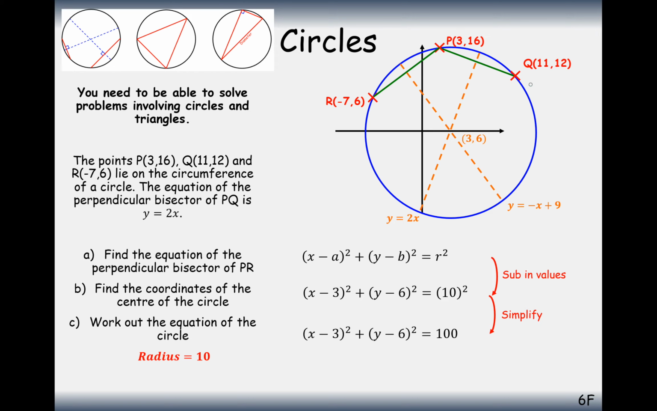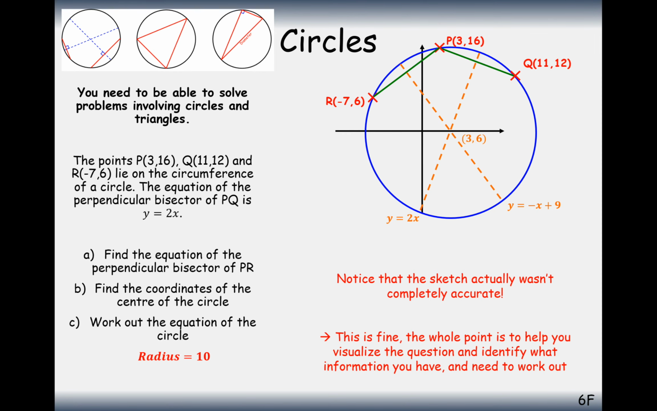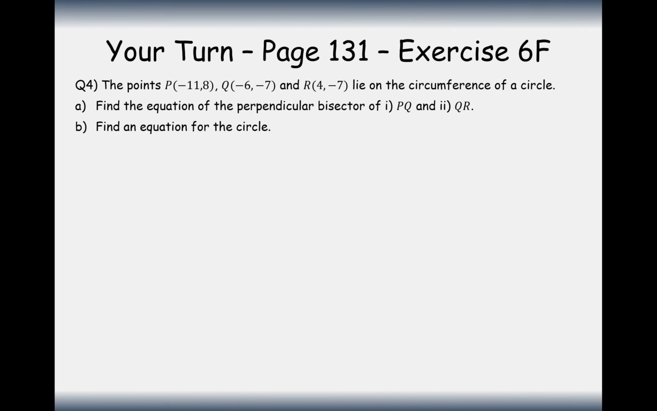Okay, so that's going to follow for any three coordinates that you pick. You can find the equation of a circle from three coordinates using perpendicular bisectors. Find the centre of the circle, and then it's just a distance from the centre of the circle to a coordinate. The sketch wasn't completely accurate, but that's not the point of the sketch. The point of the sketch is to visualise what's going on so we know what we need to work out.